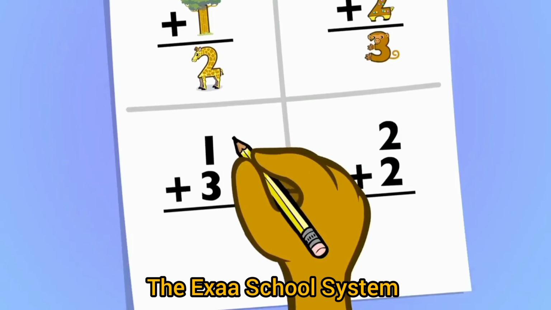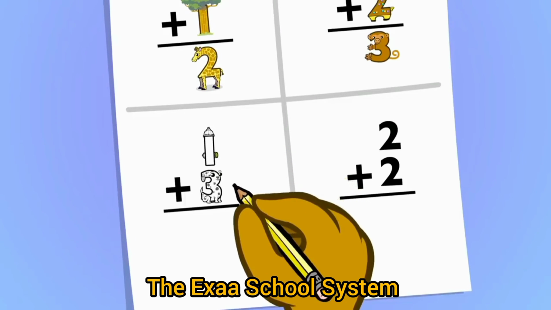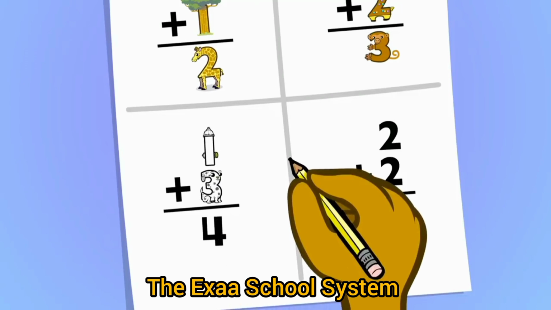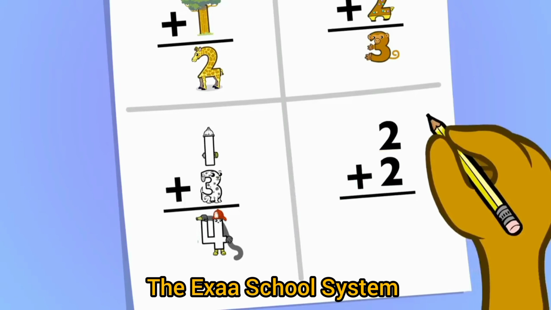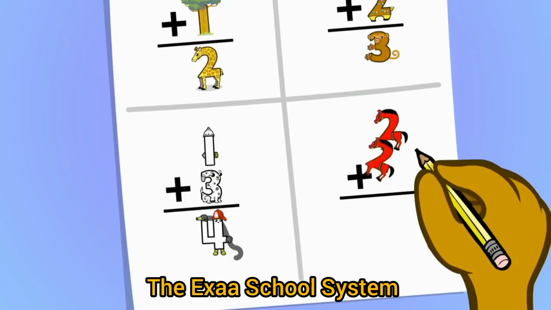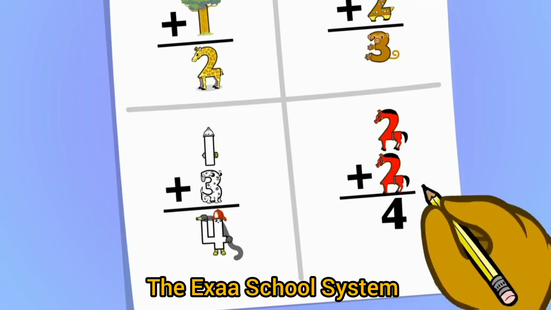1 plus 3 equals 4. 2 plus 2 equals 4. 2 plus 2 equals 4.